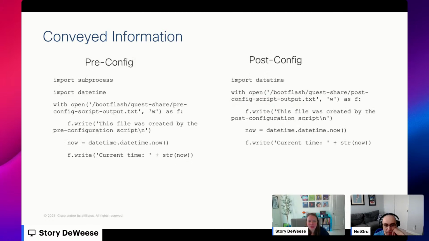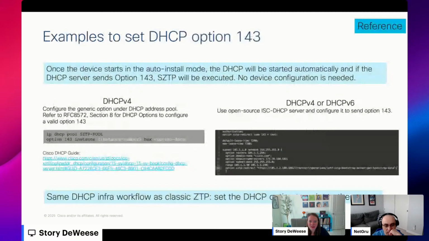And also in the conveyed information, we can have pre and post config as well. So in this case, I'm just doing a simple Python script where I'm grabbing a timestamp. I'm saying, okay, this file is created in the pre-configuration script. And similarly in the post config script as well, I'm showing a timestamp so we can see exactly how long this onboarding process will take us. Those can be completely customized too.